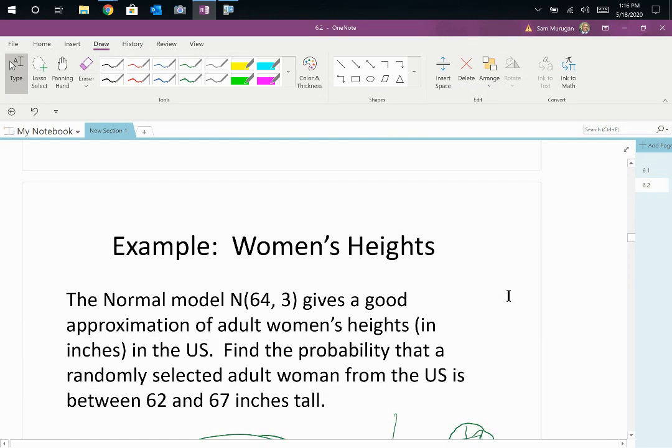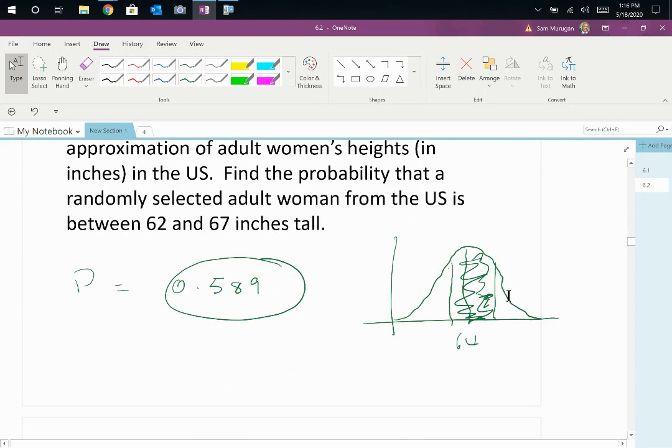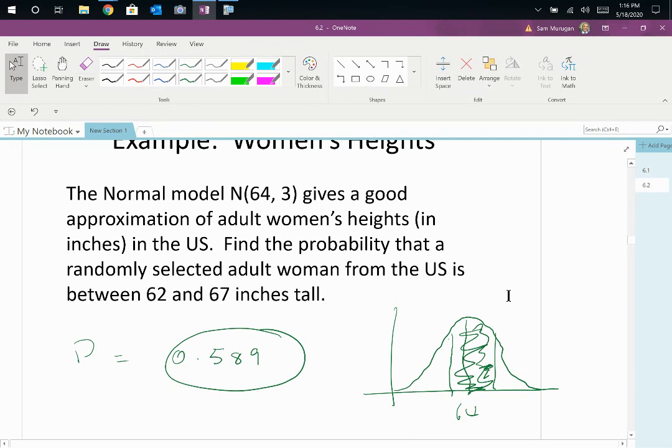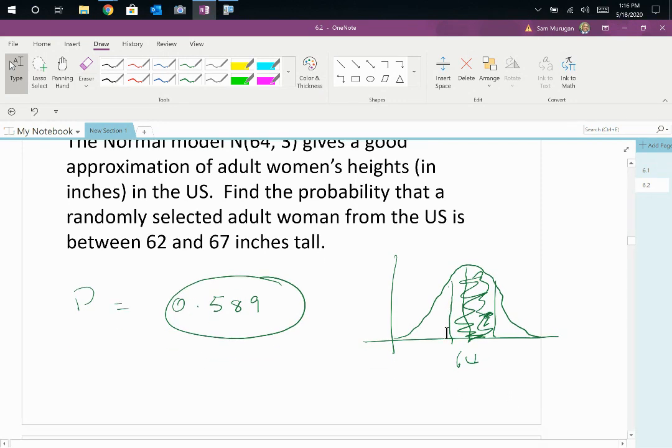So I'm going to discuss first how to use the calculator to find the normal model for mean 64 and standard deviation 3, for heights of women between 62 and 67, to get the probability of 0.589.